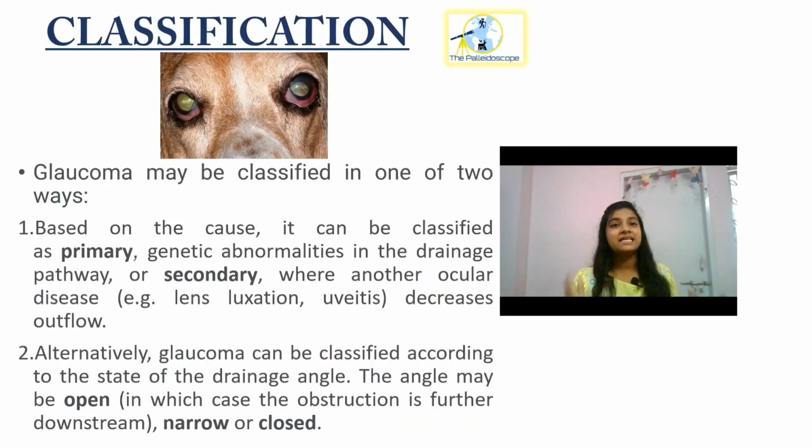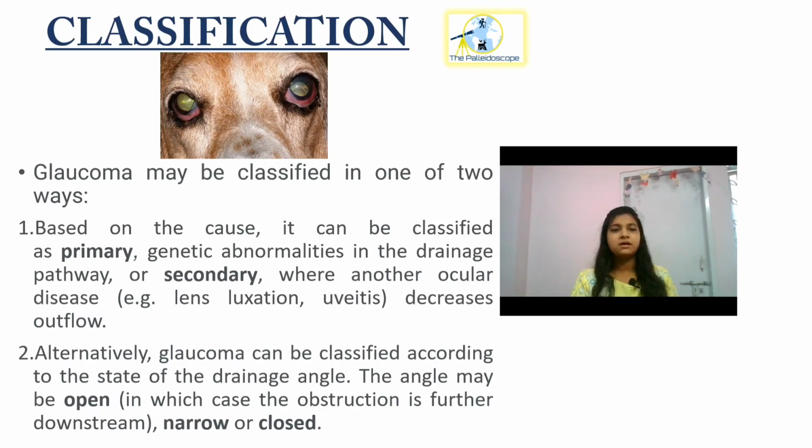Okay, next, classification. Classification can be done in one of the two ways as follows. One is on the basis of cause. It can be primary or secondary. What is primary? When it is happening because of some genetic abnormalities in the drainage pathway. What is secondary? When drainage pathway is obstructed or when there is decrease in outflow because of some injury. Like for example, lens luxation is there, uveitis is there, all this will cause secondary glaucoma.